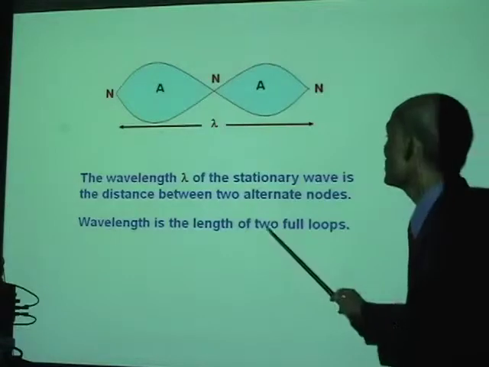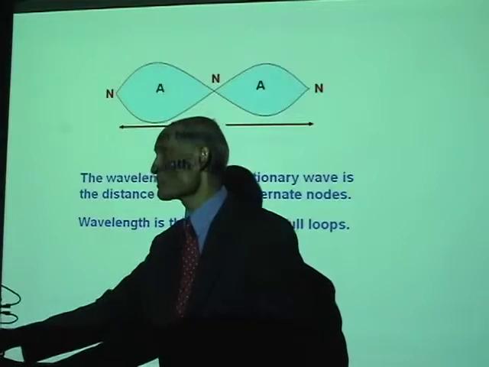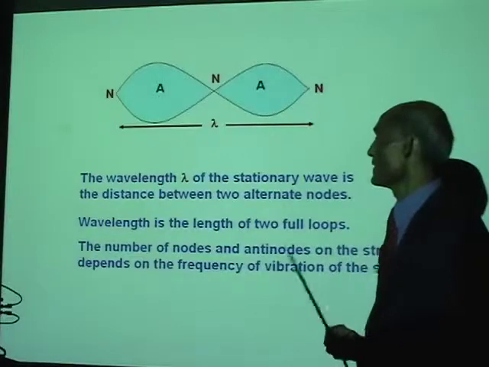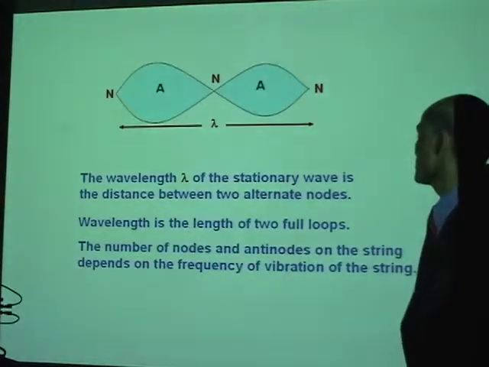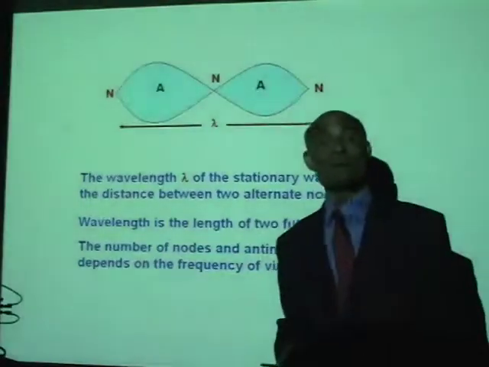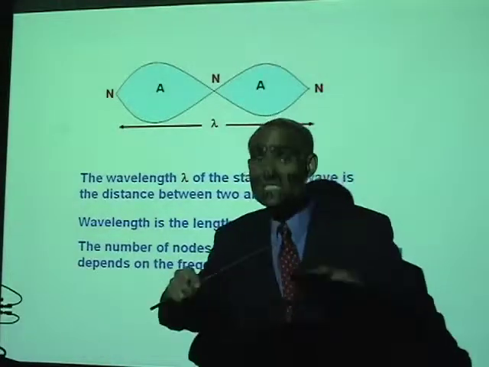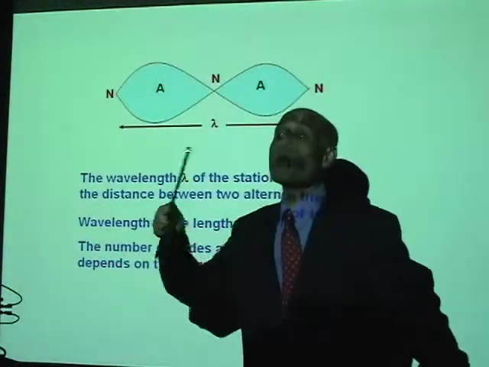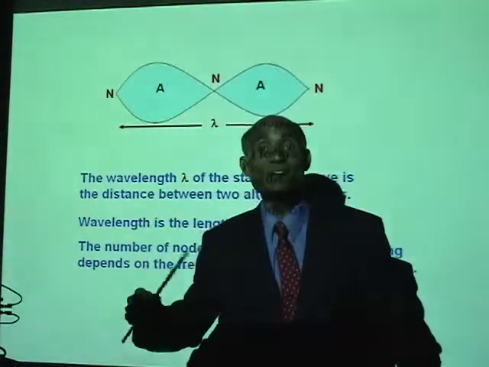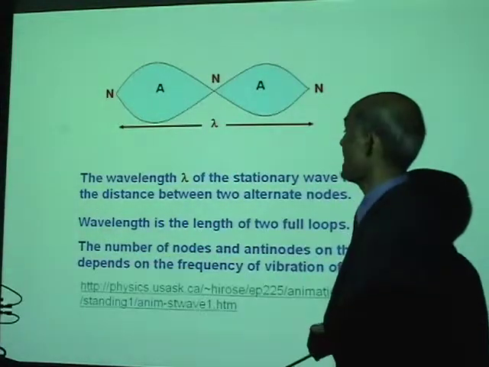Wavelength is the length of two full loops. Now that's a useful information to remember. The wavelength is the length of two full loops. The number of nodes and antinodes on the string depends on the frequency of vibration of the string. Now if you noticed, when the frequency of vibration here was 10 Hertz, we just had one loop. And when the frequency increased to about 20 Hertz, there are two loops. And so on. We will talk about that again as we move on.